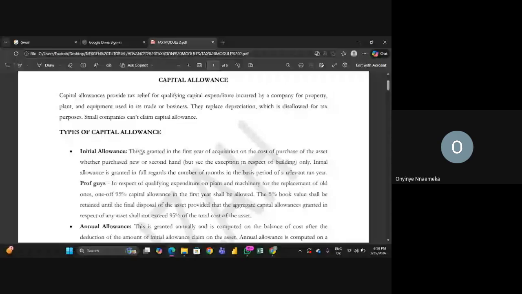And also tax incentive. Before it was chapter 12, but now they have changed everything. I don't know what chapter it is currently.